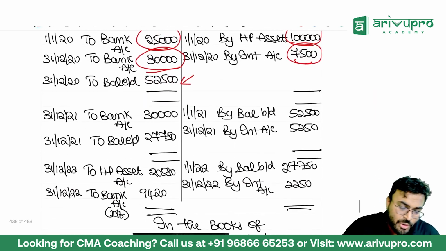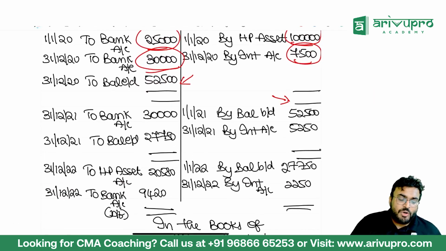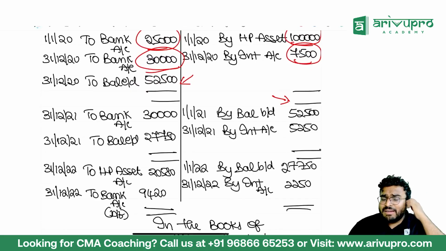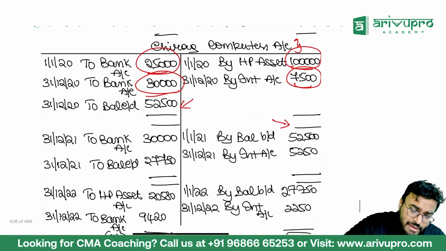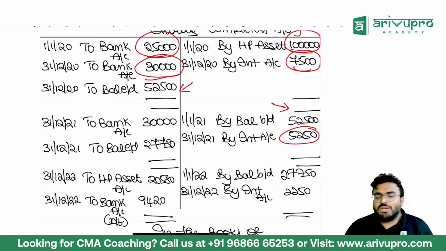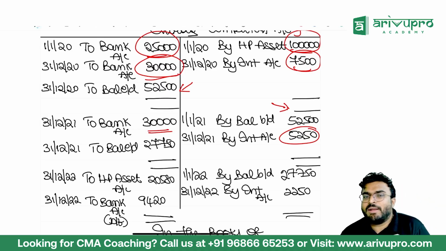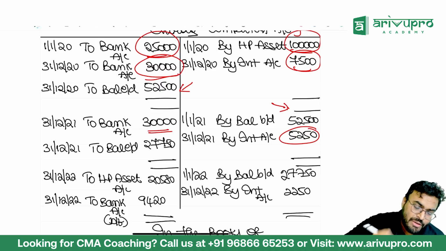Clear? Now you have the balance that is coming over here, 52,500. Next, what are we going to do? Interest account debited to Chirag Computers 5,250. Then Chirag Computers account debited to bank account. Then what are we going to do? The remaining will be balance carried on.